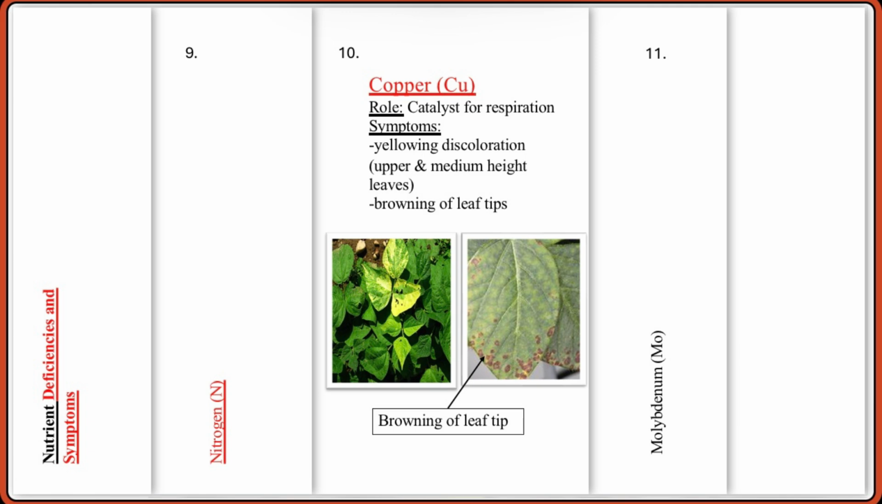The third micronutrient deficiency is copper. The role of copper is that it acts as a catalyst for respiration, and the deficiency symptoms of copper are yellowing discoloration on the upper and the medium leaves of the beans, and also the browning of leaf tips.